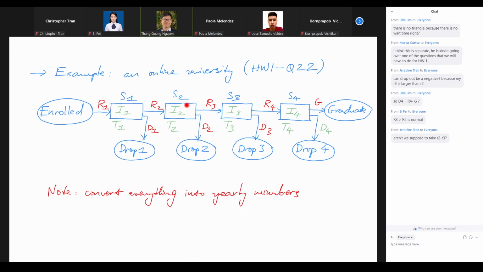All right, and finally, here is the final question in that question. What is the graduation rate, right? So here's the thing. At the beginning of the process, we have 100 students enter the university. At the end, if we have 80 people graduate, then the graduation rate is G divided by R1. In that example, we have 80%, okay?